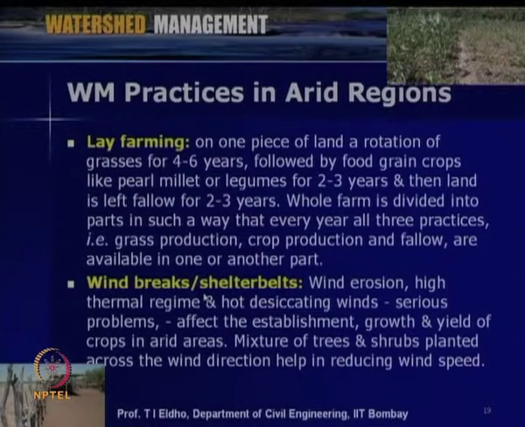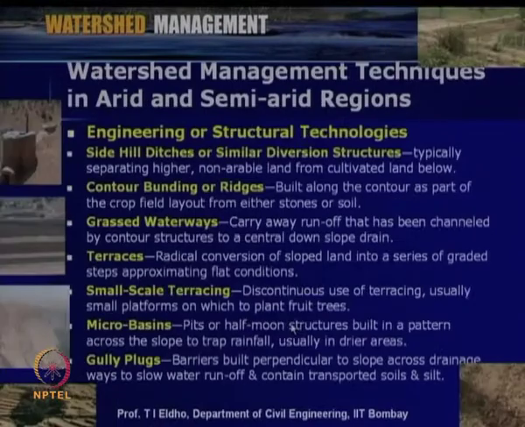And then, as far as the major problem of soil erosion due to winds is concerned, we can develop windbreaks or shelter belts. Wind erosion, high thermal regime and hot desiccating winds are serious problems in the arid regions. So here we can have a mixture of trees and shrubs planted across the wind direction, as shown here, reducing the wind speed. This is another watershed management practice in arid regions.